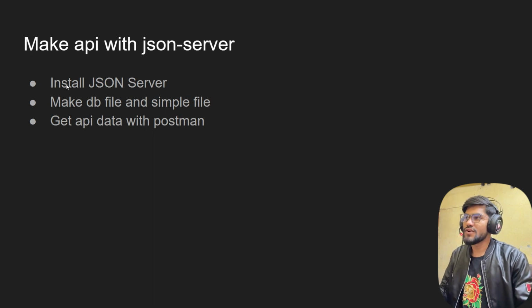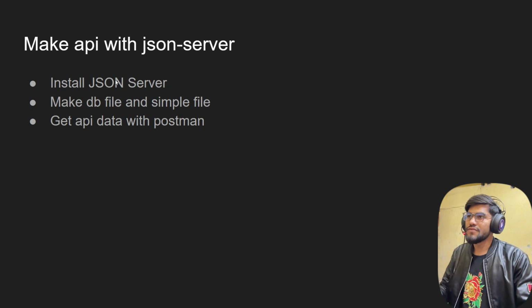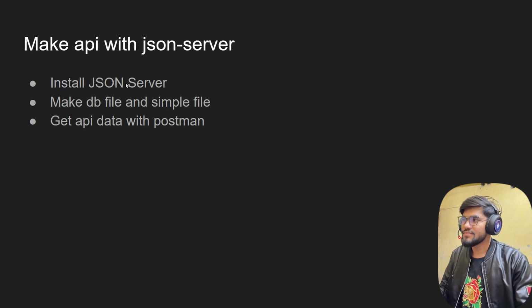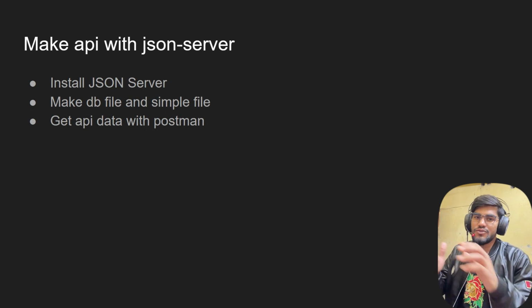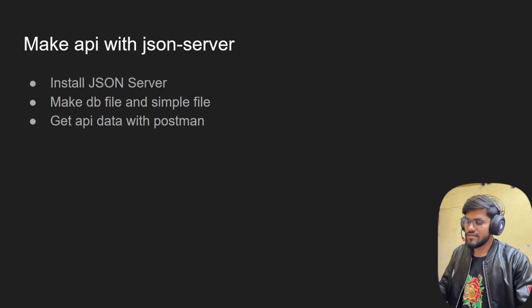Okay, so first, to make an API with the JSON server, we have to install the JSON server library. After that we're gonna create a db file, and we're gonna test that API with Postman. Okay, you guys know what an API is. On the API we store some data and it returns the data.